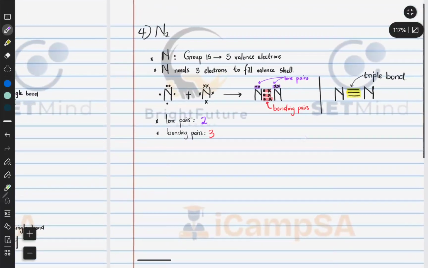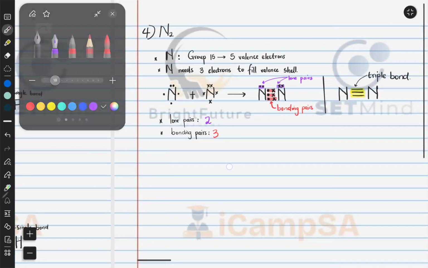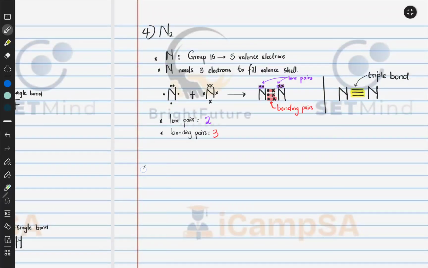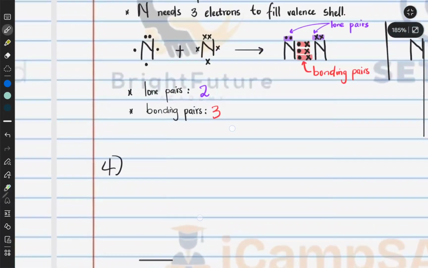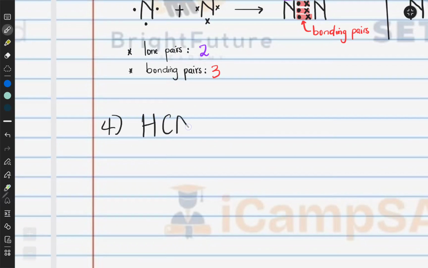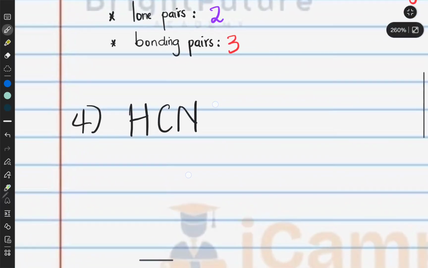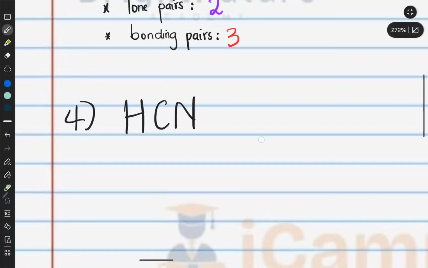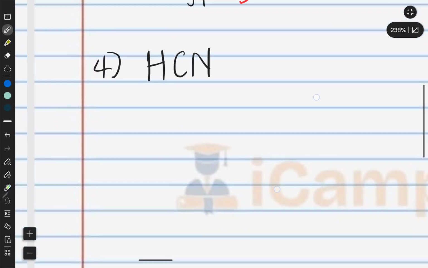Okay, so there's one last molecule as well where this happens, where you have 3 bonds. We call this hydrogen cyanide. It's quite volatile, flammable as well. So let's check how this one would bond.